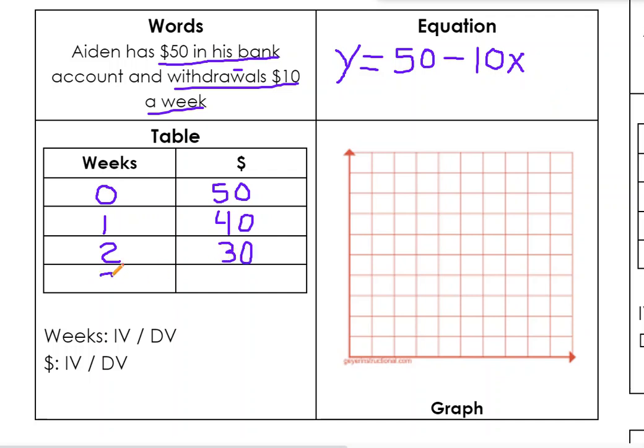All right, how much would he have after 3 weeks? Well, let's see. Let's plug it in. 10 times 3 would be 30. 50 minus 30 would give me 20. All right, so we filled in our equation, we filled in our table. Now we can make our graph, okay?